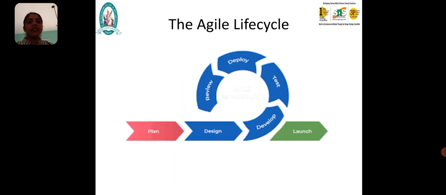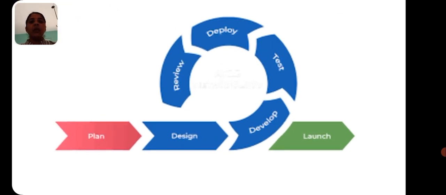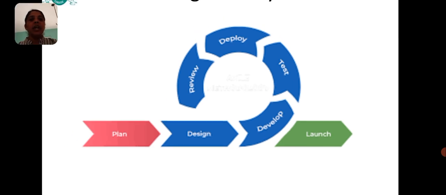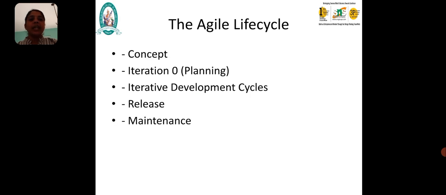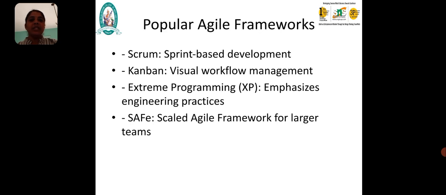This is the life cycle of the agile model: planning, designing, developing, testing, deploying. Then we can hand over to the customer. It is called the maintenance phase. After that, they follow the launching phase: planning, designing, development, testing, deployment, revenue. They have to hand over to the customer, and at last they have to launch the product. Next. So the agile life cycle: iteration zero planning, iteration development cycle, release and maintenance, same as previous.